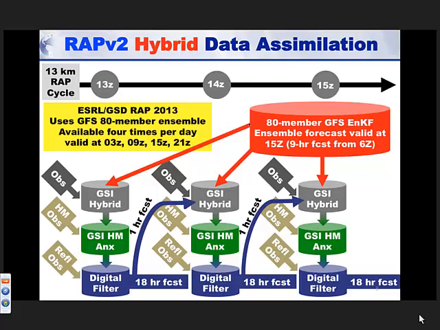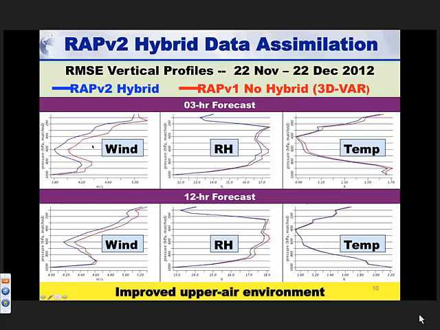So this is actually looking at some improvements, and this is a controlled set of experiments a little over a year ago that we did, looking at the improvement coming from the hybrid ensemble data assimilation. So the wind shows a big improvement. This is errors against RAOBS here again. This is 3-hour and 12-hour forecast.